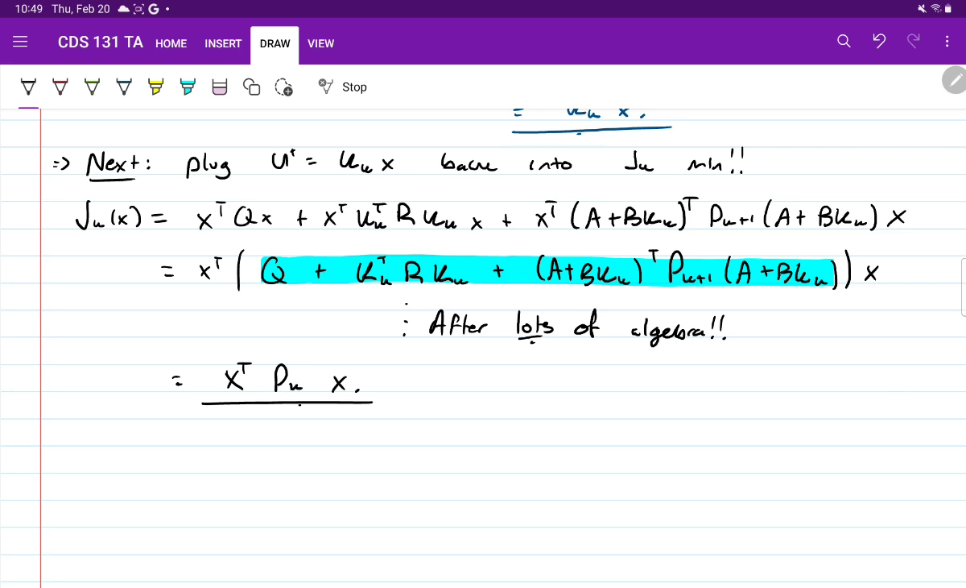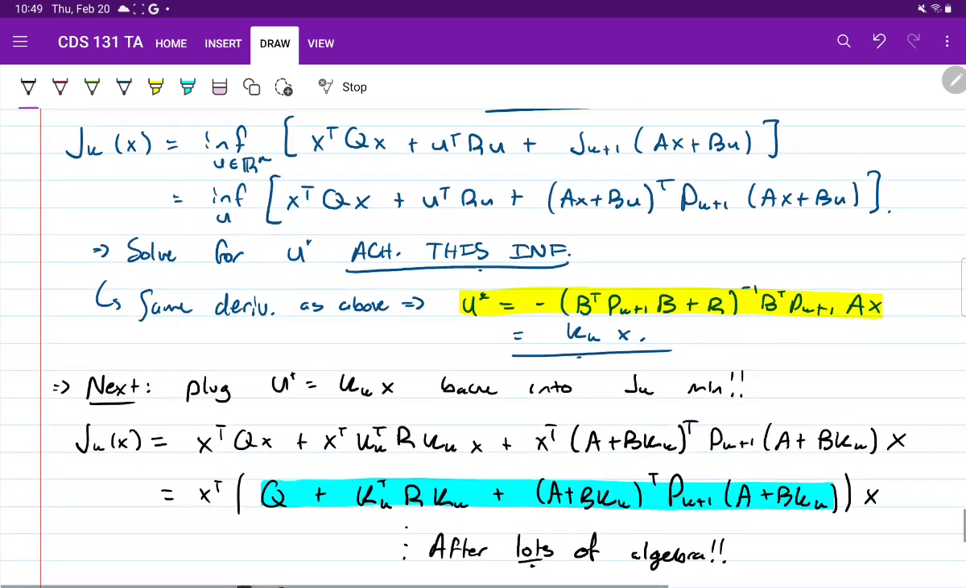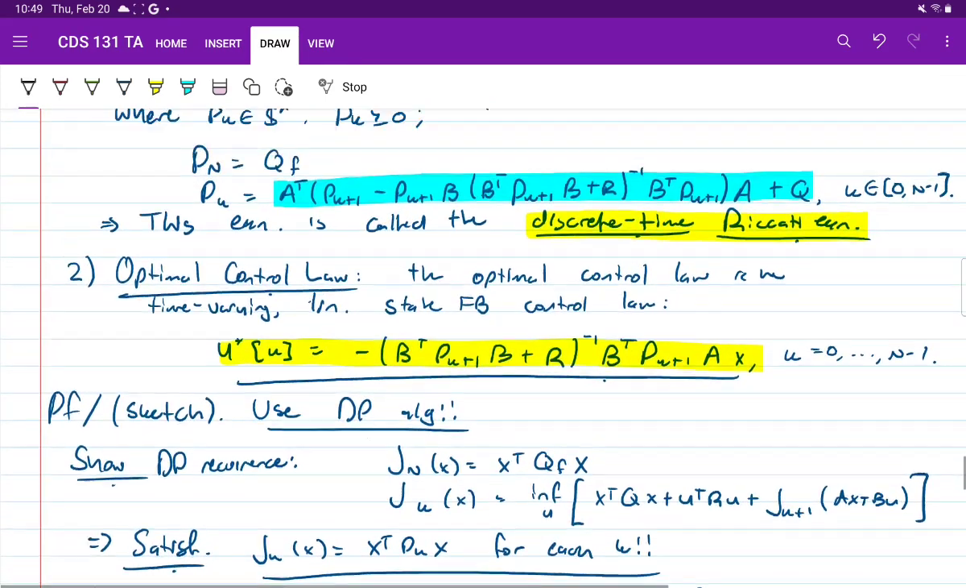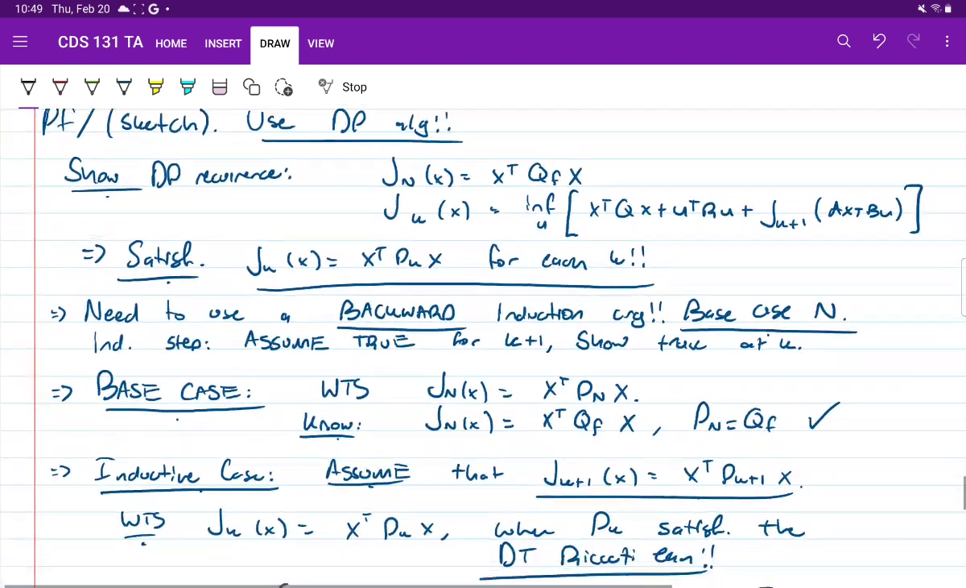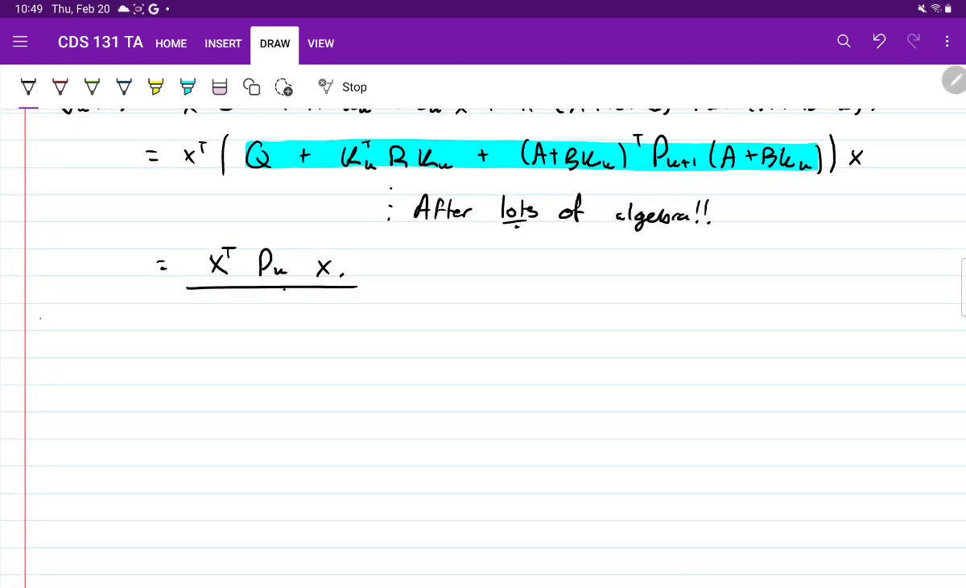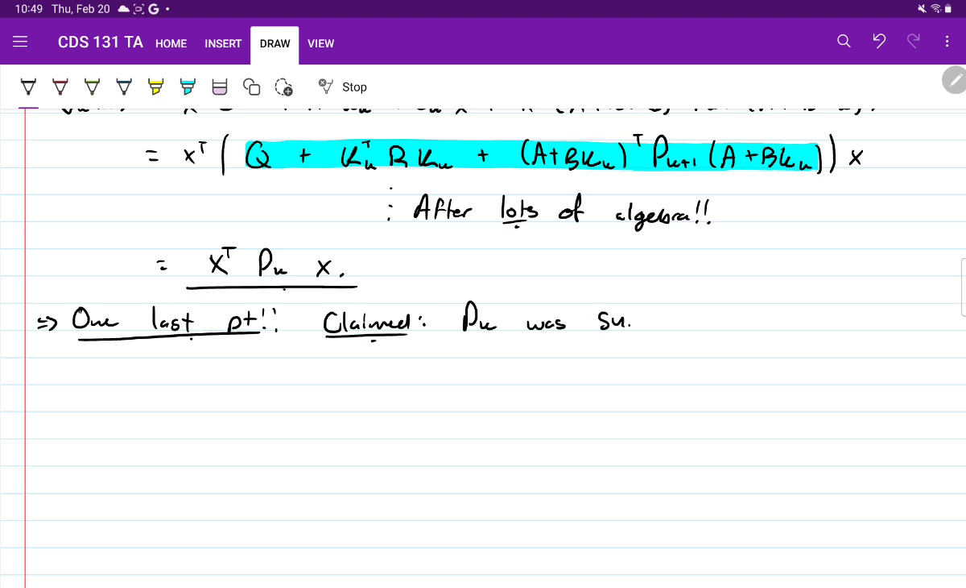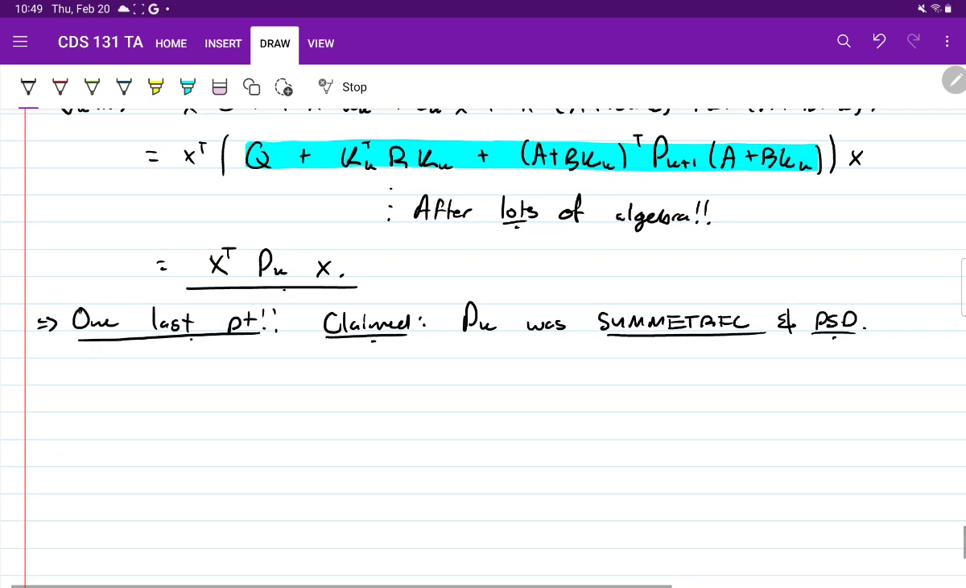Actually, we're not quite finished yet, so I won't write the square. So this is the basic derivation of where this discrete time Riccati equation comes from and where this optimal control law comes from, okay? So I just want to go ahead and discuss one more quick point, okay? So one last point. We claimed that the P_k was symmetric and PSD, okay? So I quickly want to talk about how we would prove both of these, okay?